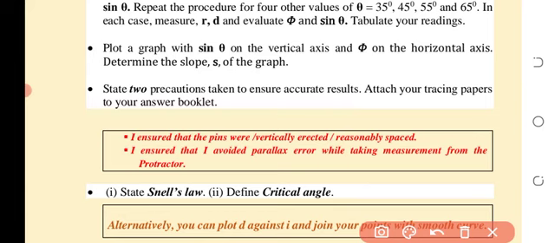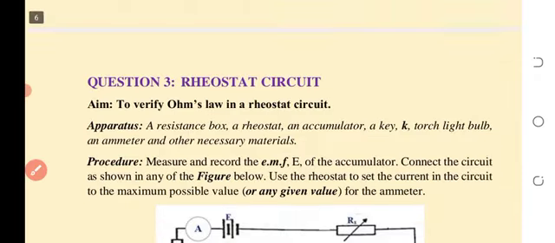Take note of that. And you can as well state that I ensured that I avoided parallax error while taking measurements from a protractor. Please always add the apparatus to the statement so that the examiner will know the apparatus on which you are avoiding the parallax error, and will be able to determine if you can truly avoid parallax error on the apparatus. Okay, now let's go to the third practice exercise.